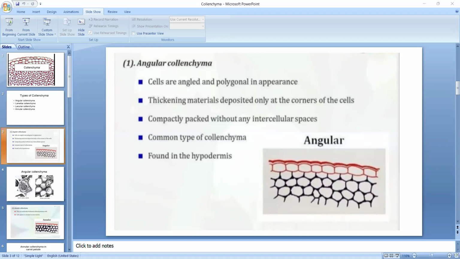In cross section, they appear circular. So that's why it is called annular collenchyma. See here, this is a carrot petiole, annular collenchyma in carrot petiole. In the center, you observe annular collenchyma. Due to the continued thickening of the cell wall, it looks circular. That's why it is called annular collenchyma.